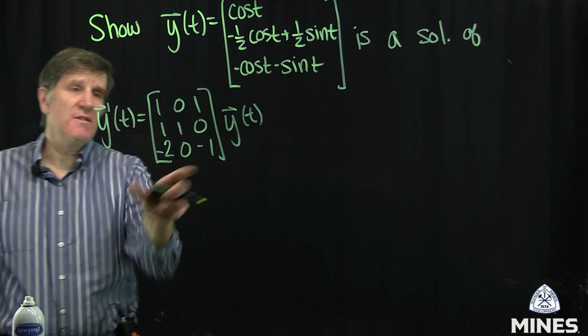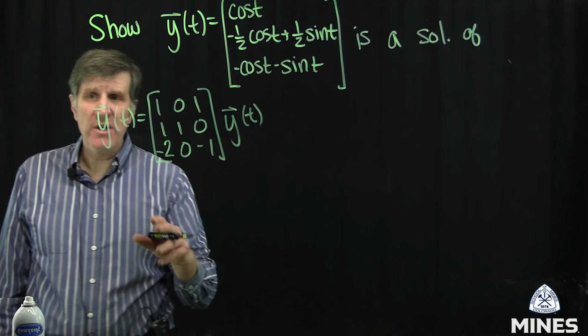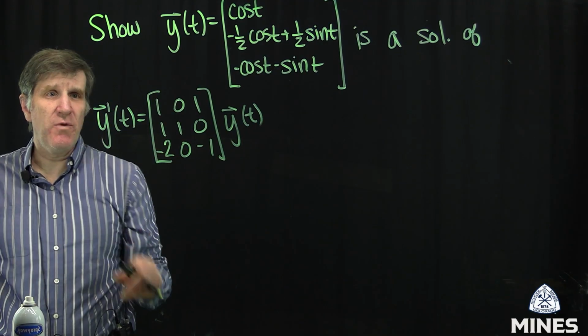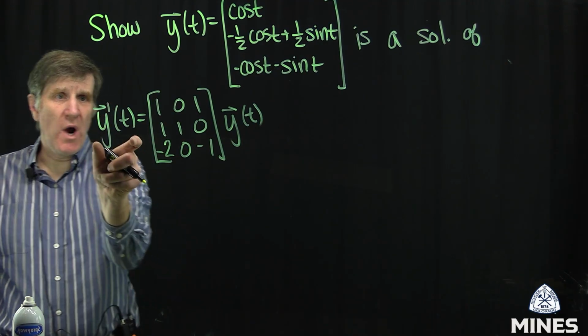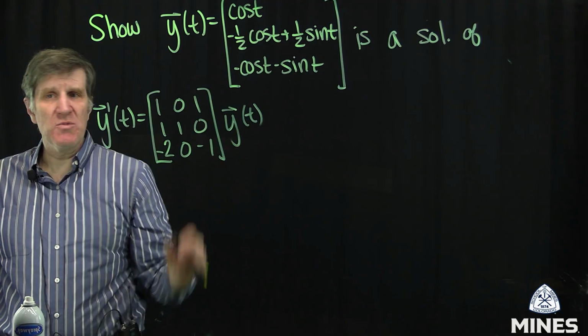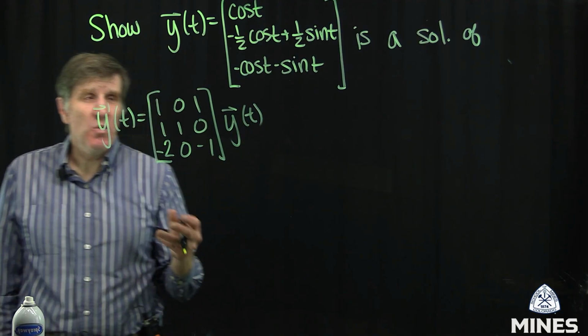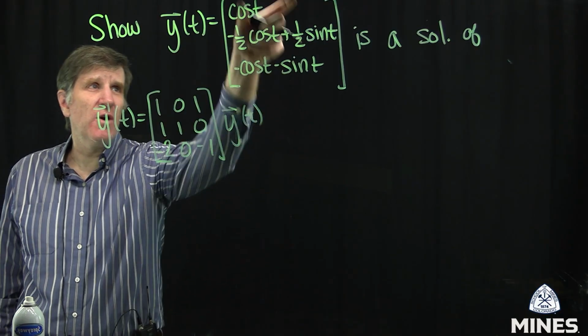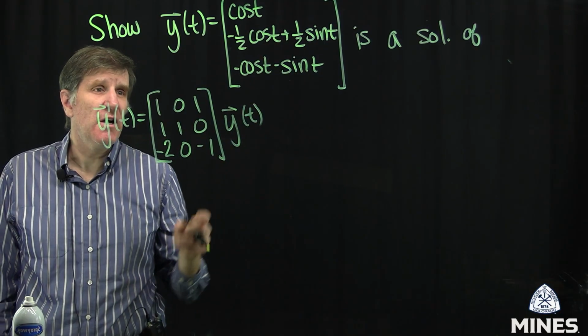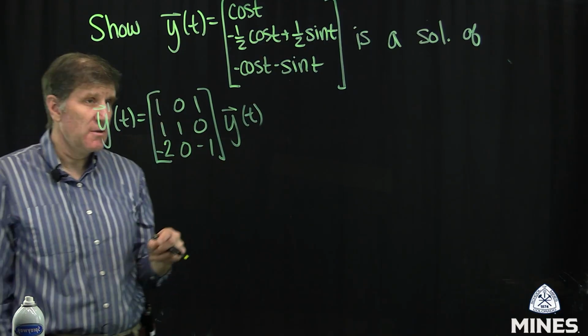All right, we have here a system of linear differential equations. It's written in our matrix form. We have y prime is this matrix times y, and that's how we want to write our linear systems of differential equations. We want to show that this vector function here is a solution of this system.